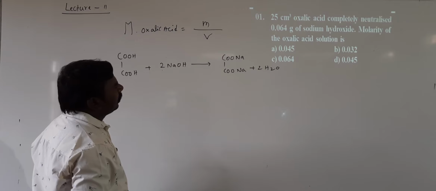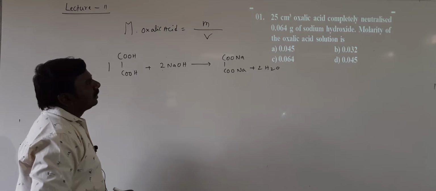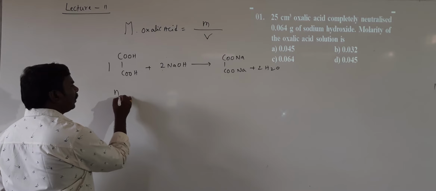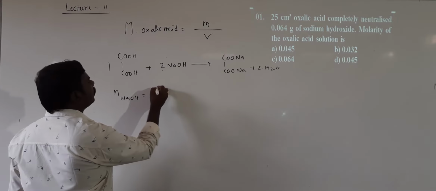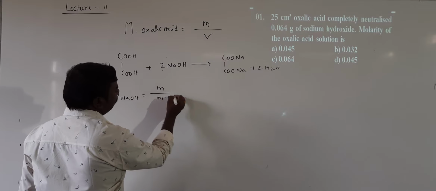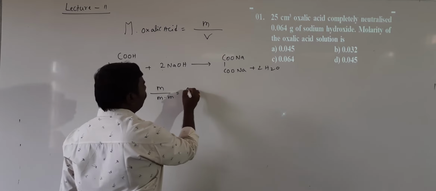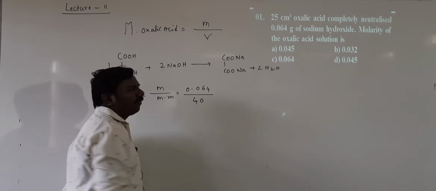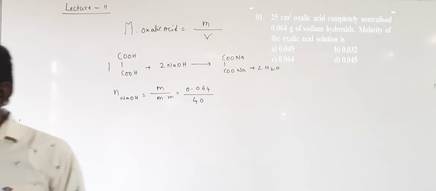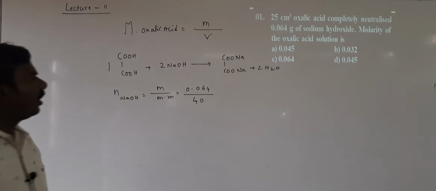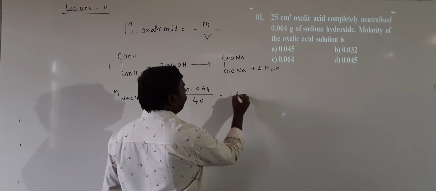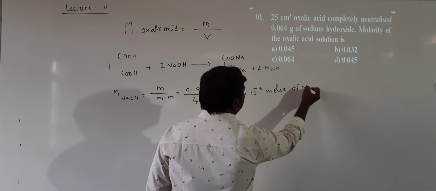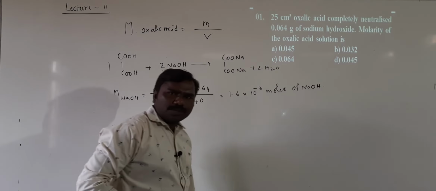Now we should calculate molarity. 0.64 grams of sodium hydroxide. Number of moles of NaOH equals mass by molar mass. Mass given is 0.064. Molar mass of NaOH is 40. Then on solving this, you will get 1.6 into 10 to the power of minus 3 moles of NaOH.